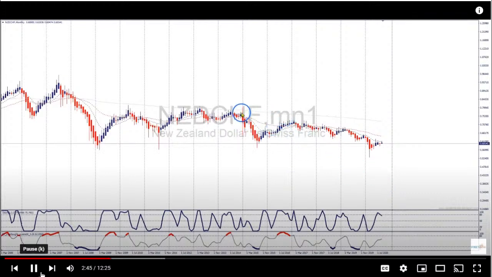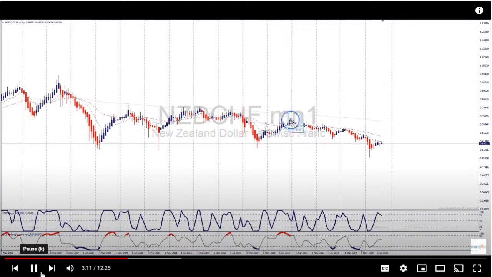Alrighty, so let's start off on the monthly time frame, and we're looking at New Zealand Swiss franc. So from the larger time frames, from the monthly as well as the weekly time frame, what I'm basically looking for is to gather direction of the overall trend of the market and to kind of mark out where the trend could reverse or the trend could change. So here's what I mean.